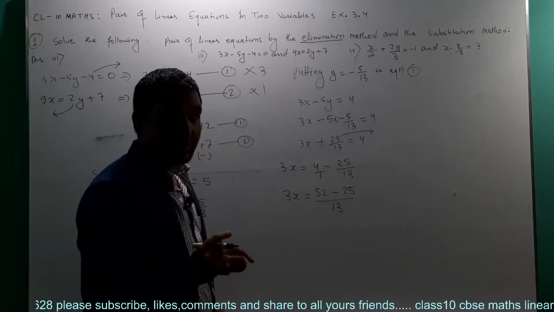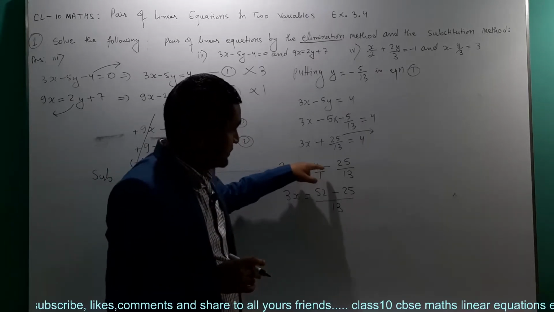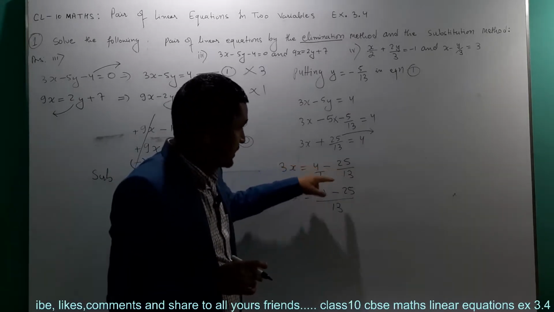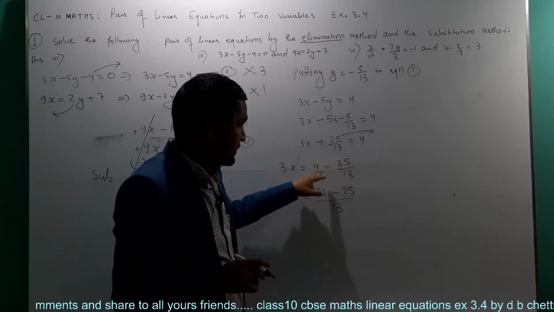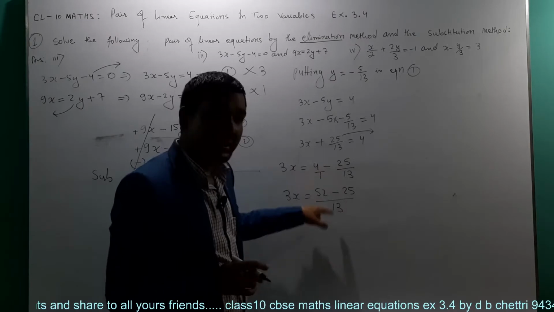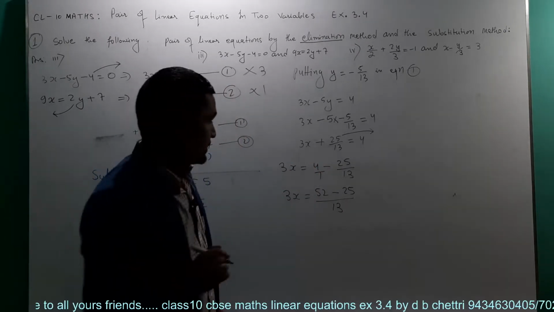Okay, I think you got the idea how to do the LCM by cross multiplication. Just do the cross multiplication: 4 multiply 13, then whatever sign is there, copy the same. Then 25 multiply 1 and 1 multiply 13. This method is called LCM by cross multiplication.